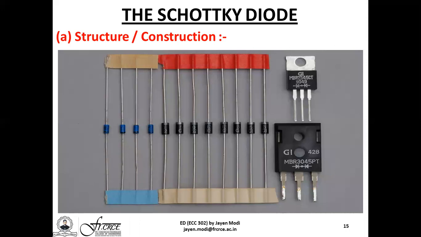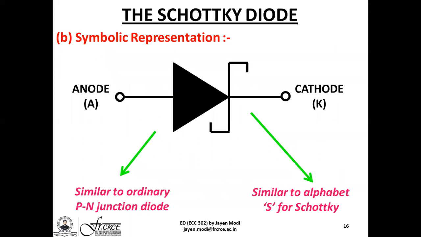This is a picture of how commercially available Schottky diodes look. Although they resemble normal PN junction diodes, they have different part numbers. The Schottky diode can be symbolically represented by a PN junction diode symbol, but the cathode bar contains a figure similar to the letter S, so the name Schottky diode. Many of the standard texts show this part to be curved, but the modern literature shows it to be a proper line.